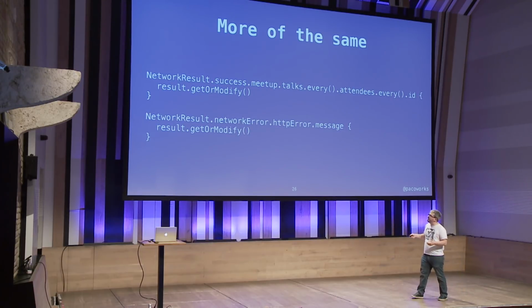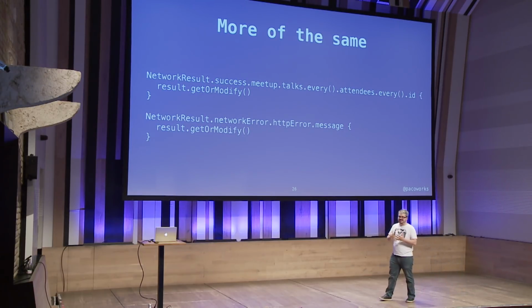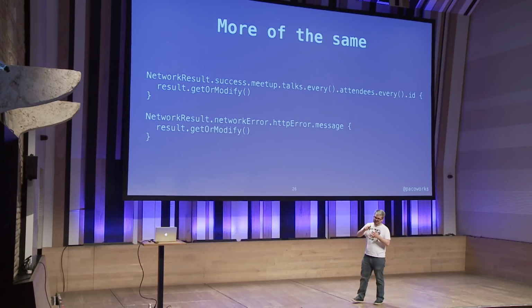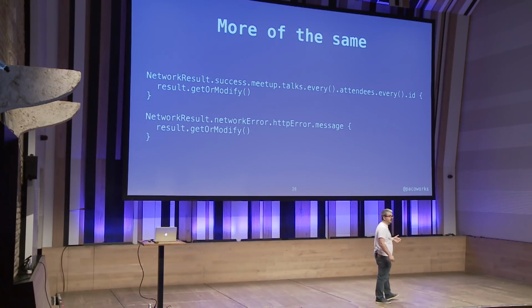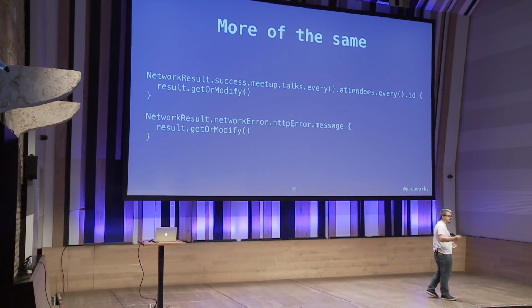Boom. Network result, that succeed, that meetup talks every attendee, every ID, get result or modify, which basically says, hey, if I'm not able to actually get this information about the ID because, I don't know, the list is empty or something like that, then just give me the original list. So you get something that looks like an API, instead of just failing or throwing an exception. Oh no, I want to go through a different branch. I want to go through the error branch, the one that goes through exceptions.